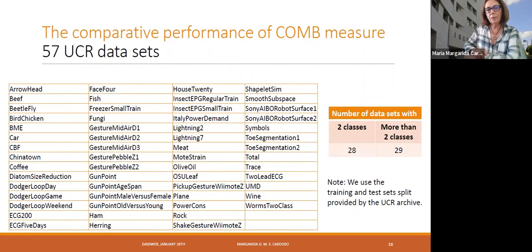So the 57 UCR data sets, which are here, as I said before, we try to balance the data sets by resorting to different types, one with 2 classes and the other with more than 2 classes, wondering if the distances may perform differently between these 2 types of data sets.